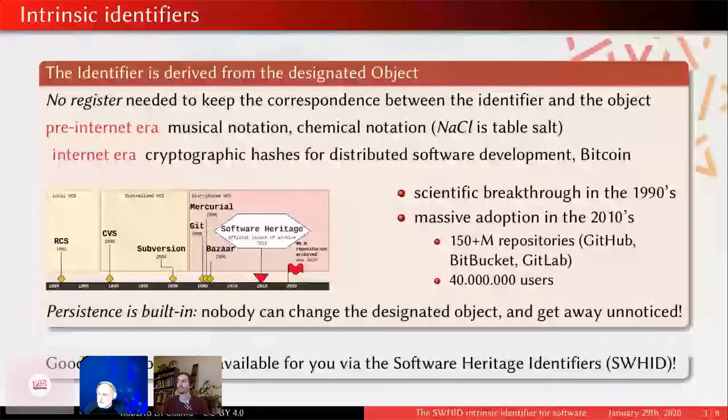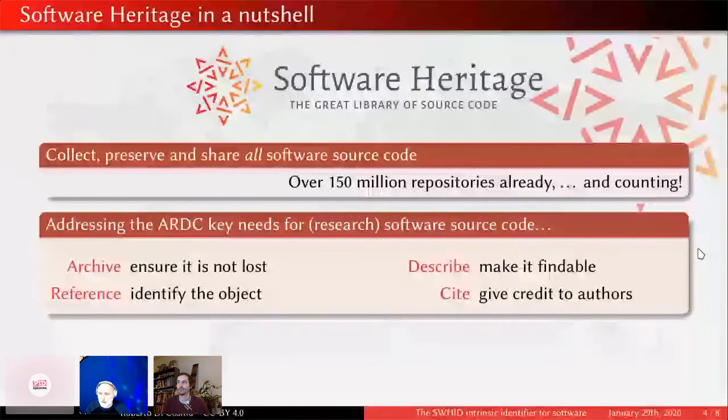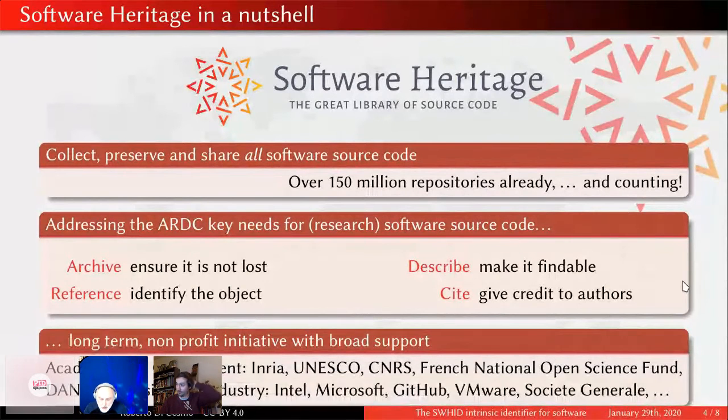So what is Software Heritage? Software Heritage is an initiative that has been in the making for over 5 years now, that has as a mission to go out, collect, preserve, and share all the software source code ever written. Today we have over 150 million repositories already archived and counting, and this is also addressing some of the key needs you find in the world of research, for research source code. So in particular, we keep track of all this source code and we archive it, so we make sure it is not lost. We provide this identifier for everything inside it, so you know exactly what you are pointing at. And we also try to help in describing and making software findable, and make it citable to give credit to the authors. This is a long-term non-profit initiative, okay?